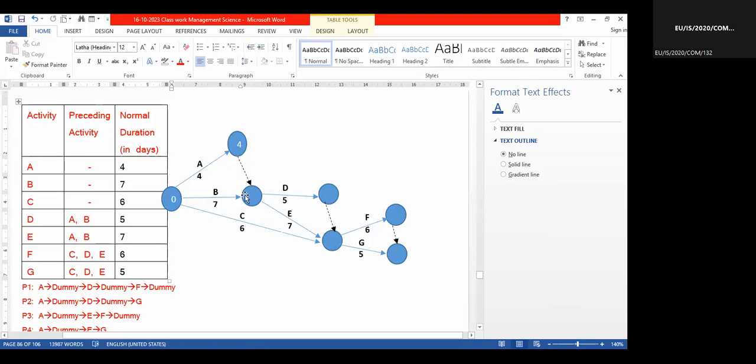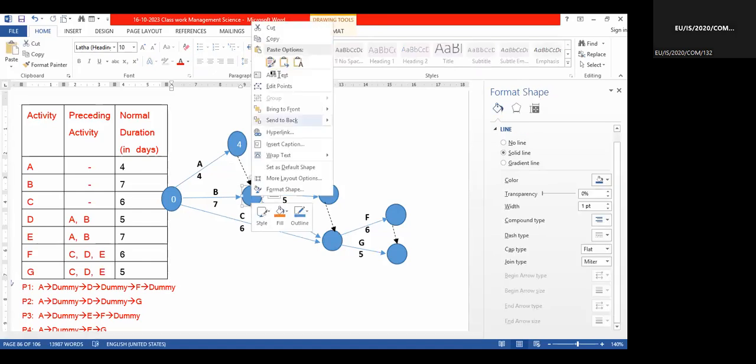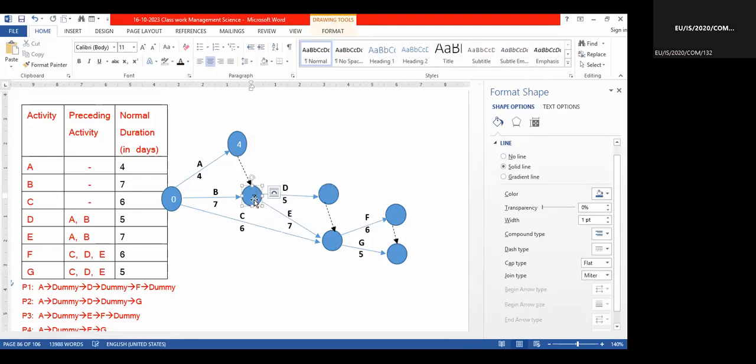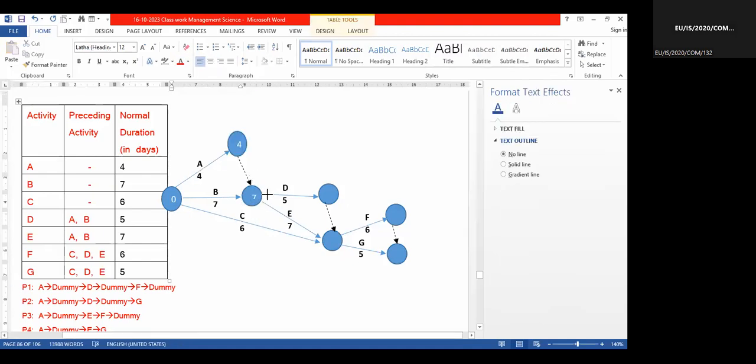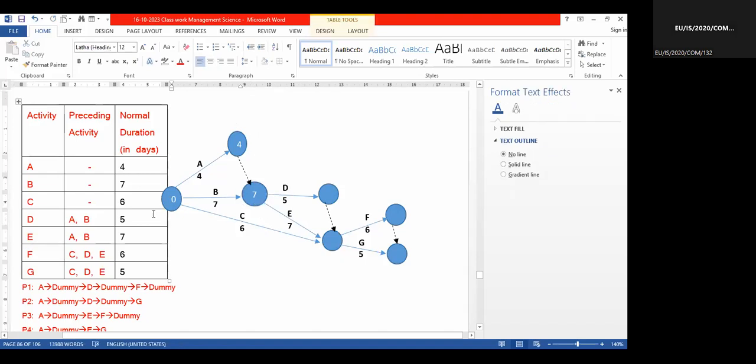Then if you come to this B, how many days? 7 days. At this point, which one do you have to consider, 7 days or 4 days? Let's please understand these important things. At this point, whether you will consider 4 days or 7 days. Consider these 3 circles. If you are coming this way, 4 days. If you are going this way, 7 days. Which one will you consider, 7 or 4?